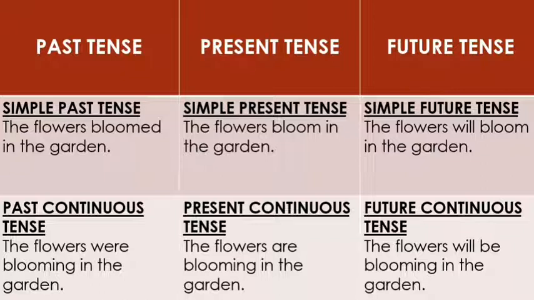In future continuous tense, the sentence is: The flowers will be blooming in the garden. Will is the helping verb over here, and will represents something that is going to happen. Then we use ing to show a continuous process. Bloom plus ing makes blooming, the first form of the verb with ing added to it. Then in the garden is the object.